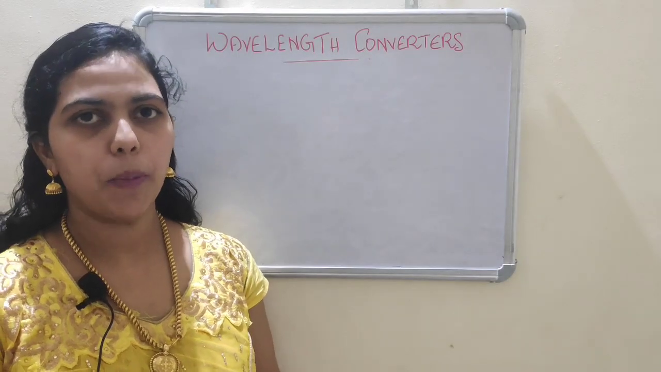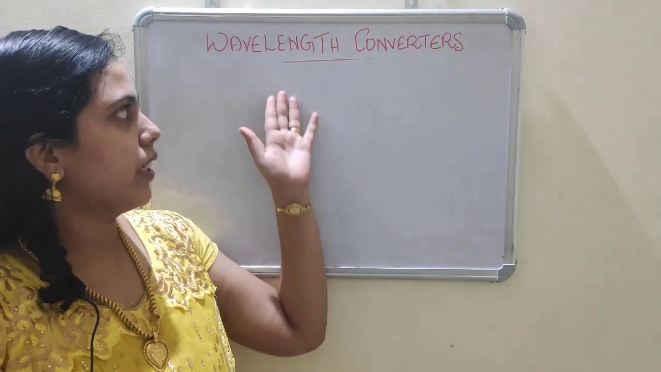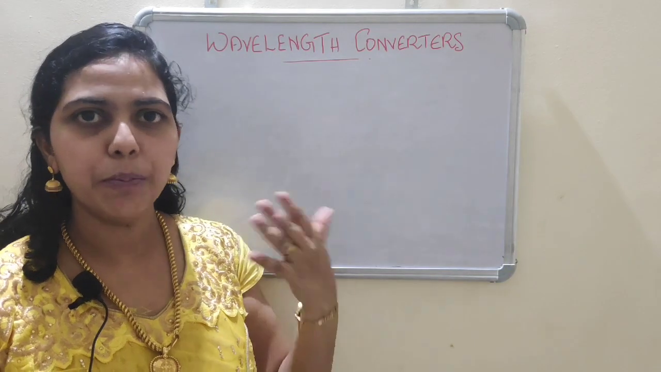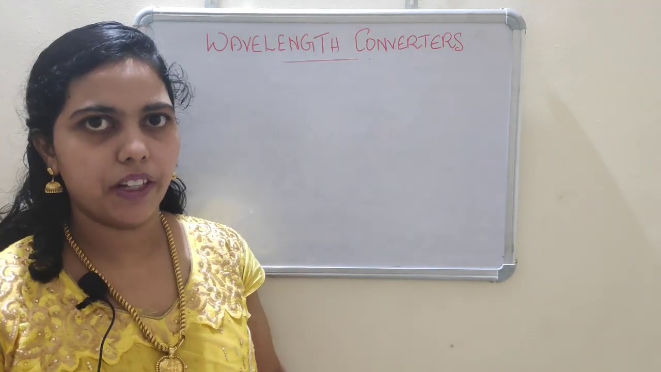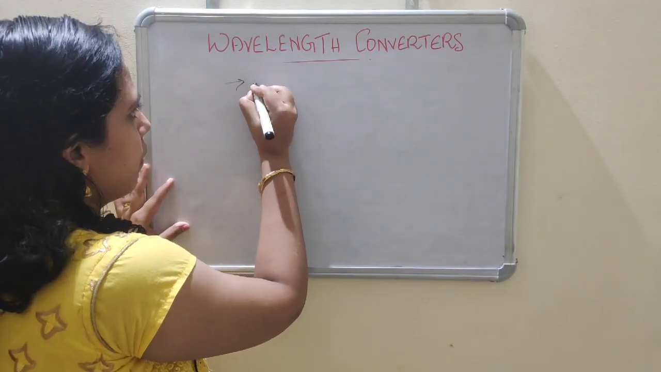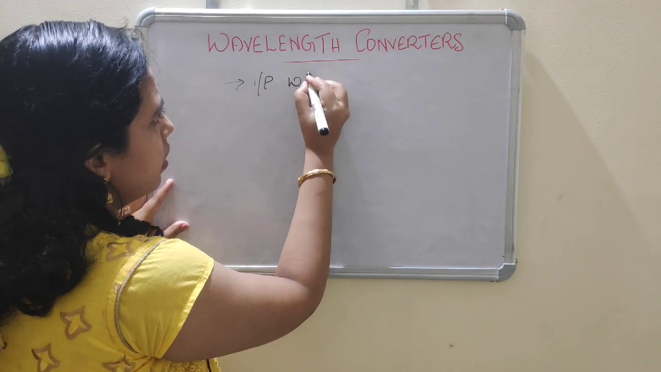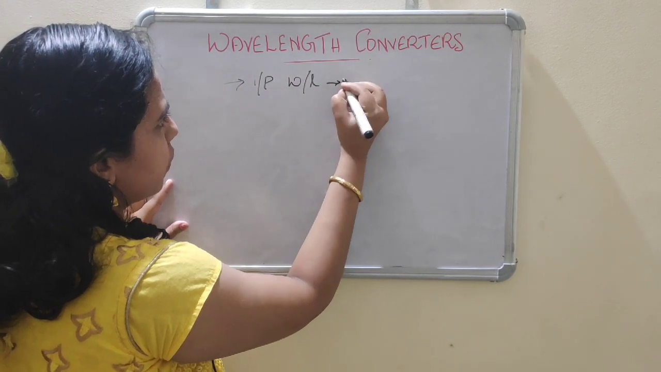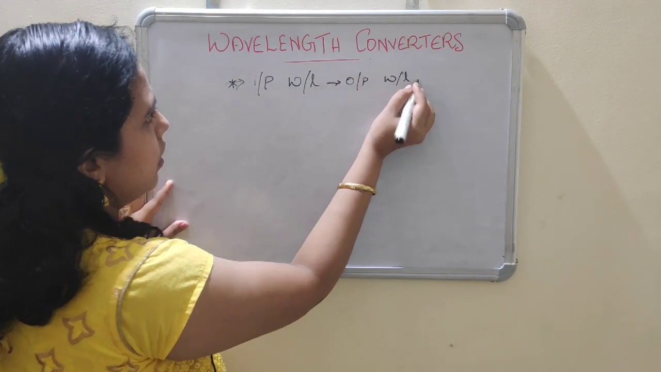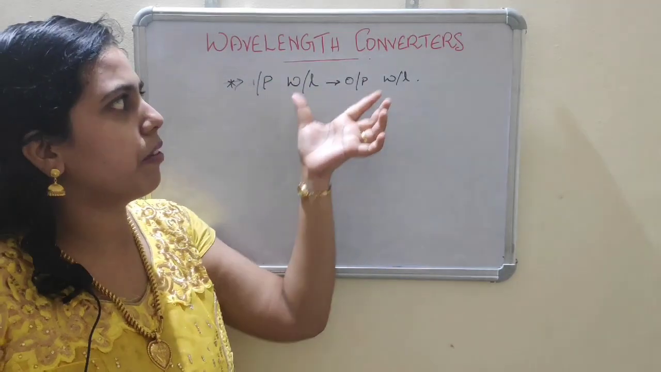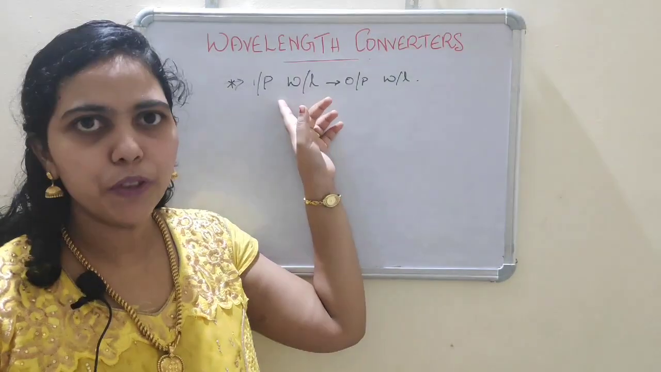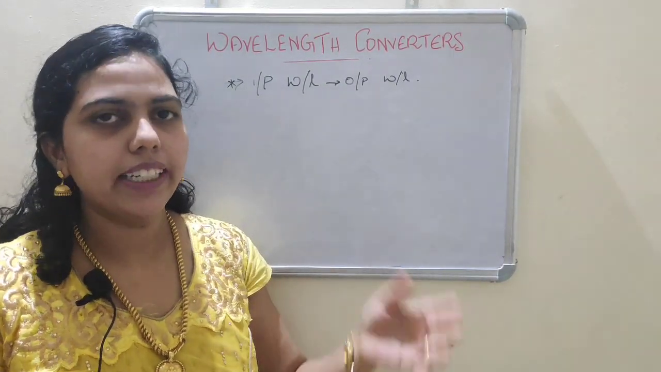We are going to discuss the topic of wavelength converters. What is a wavelength converter? A wavelength converter is a device that converts the input wavelength into another output wavelength. This is the definition of wavelength converters.